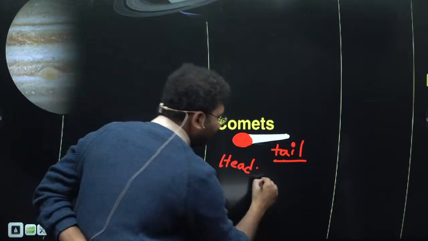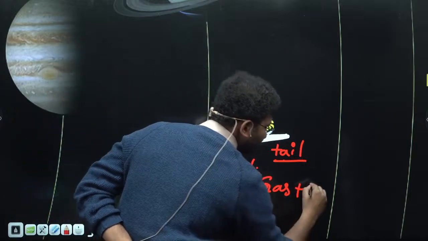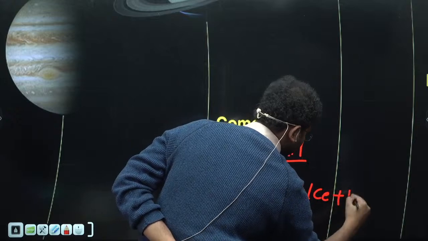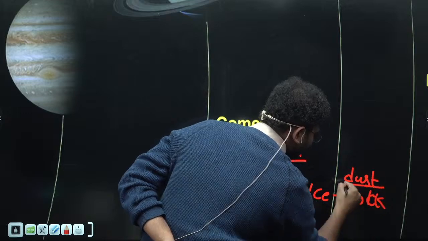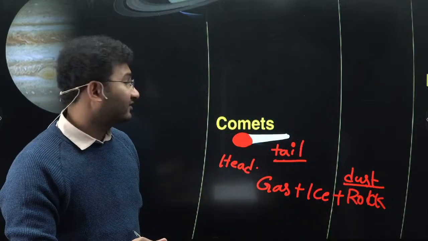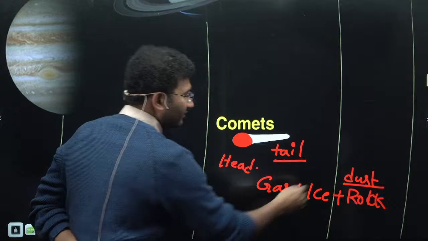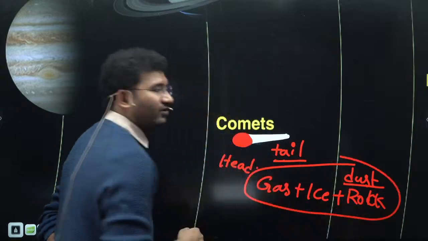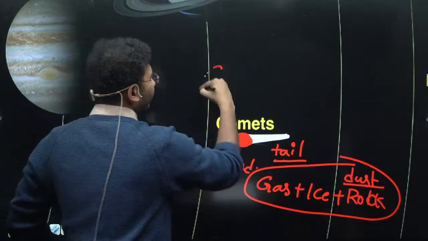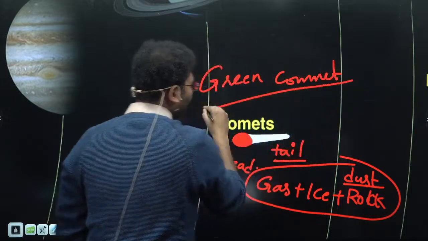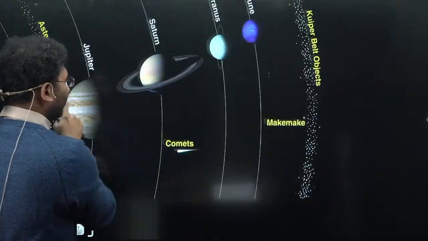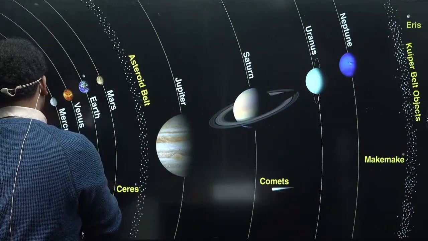So it is nothing but gas plus ice plus rock and dust. It is not dominantly rocks, but it is dust. So together these are your comets. Coming to the green comet. Now what is this green comet? Let me take you back to the handout, or let me show it to you.